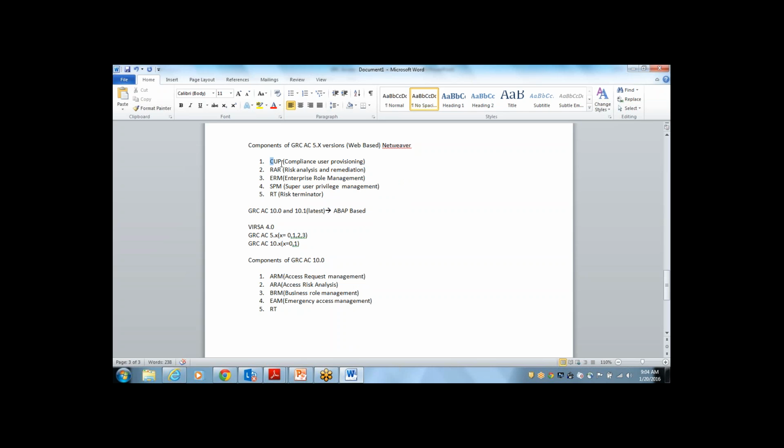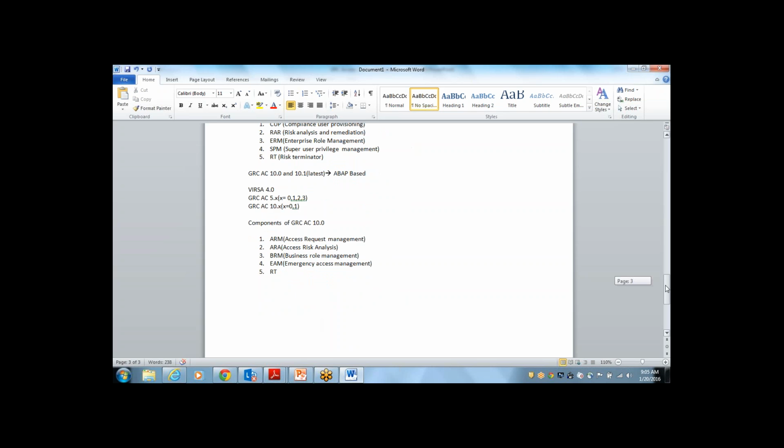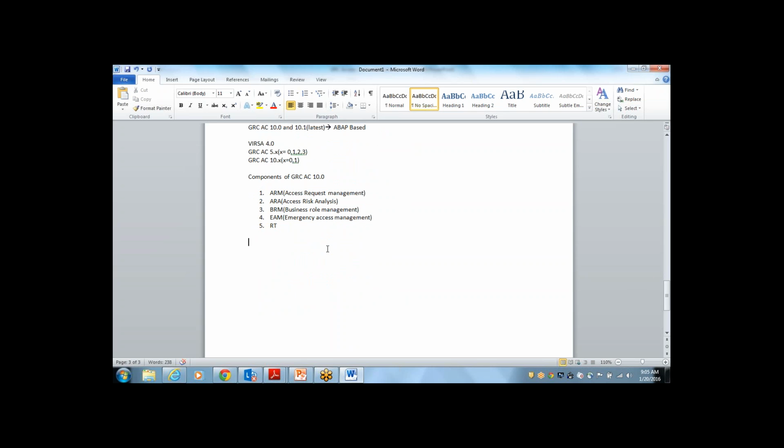So to access these components we use URLs. Accessing these components we use again transaction codes. Of course, we have a separate strategy to access these things. In the ABAP stack, we use NWBC or some other front-end tools to access these components of GRC 10.x versions. Okay, so this is the story of our components in each version.